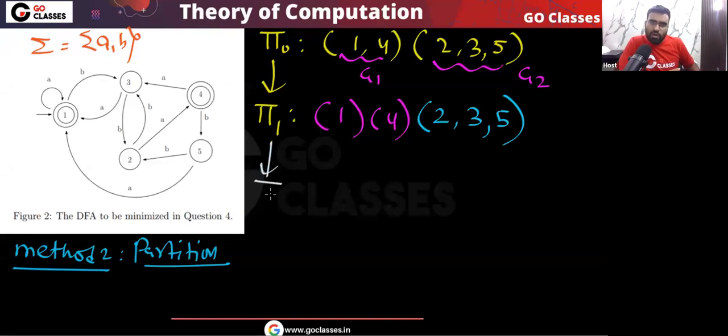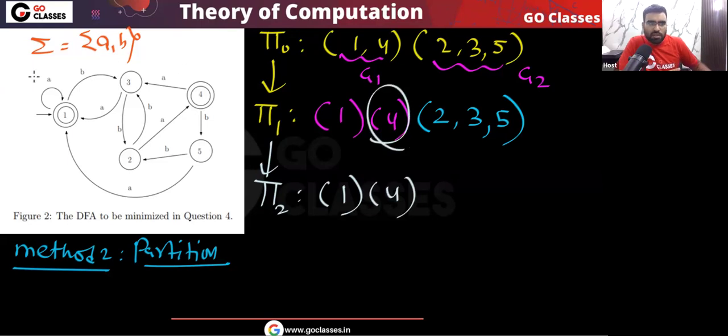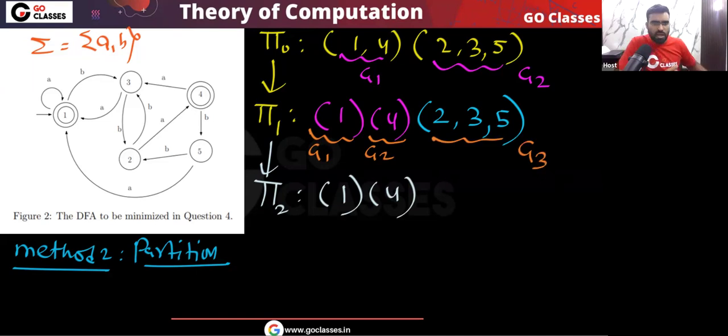Now from pi 1, we will go to pi 2. There is only one state in this group, nothing to check. Now we have to check 2, 3. But remember, now this is your group G1, this is your group G2, and this is your group G3. Now you check 2, 3. Tell me where 2, 3 will go on A.